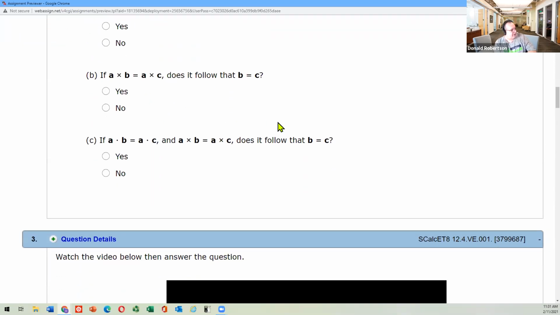Is it possible that A cross B and A cross C are equal? Does it follow that B and C are equal? No. I could find a vector A and a vector B with its normal going one way, and then I could do a vector A and a different vector C, and it's got the same normal. That normal just means a cross product, right? Get the same cross product, and they're not the same.